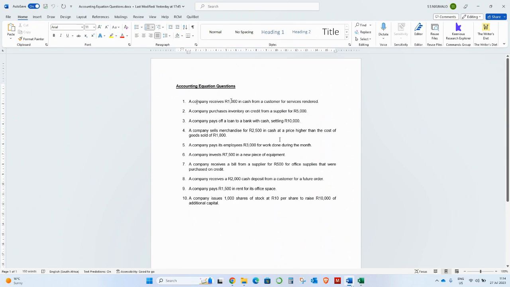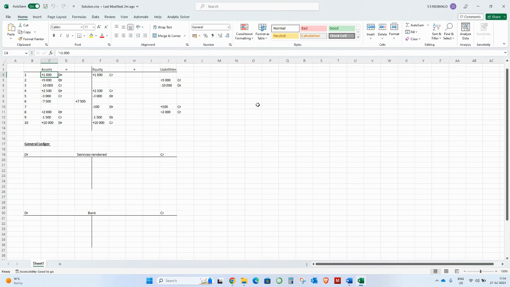You see here, we received 1,000 rand from a customer for services rendered, right? So we said our bank here was increasing, and we said the bank increases on the debit side. So you'll have 1,000 rand here. It's that simple, but you must remember that you can't just have one side of entry. There must always be two.